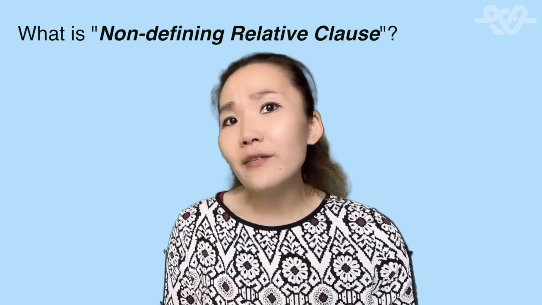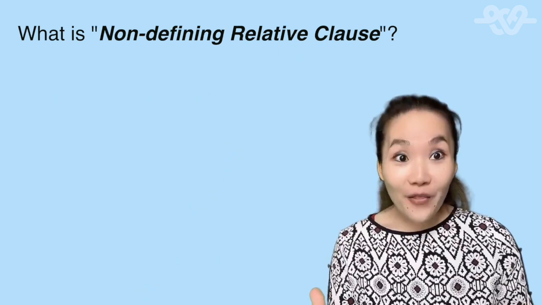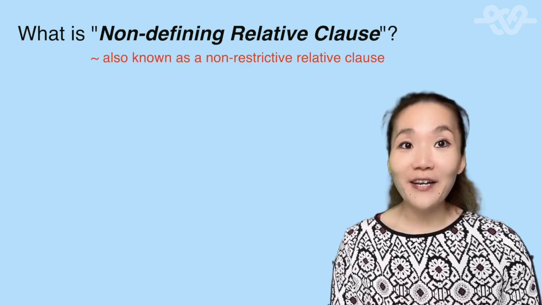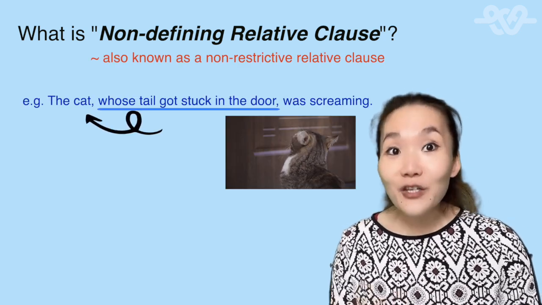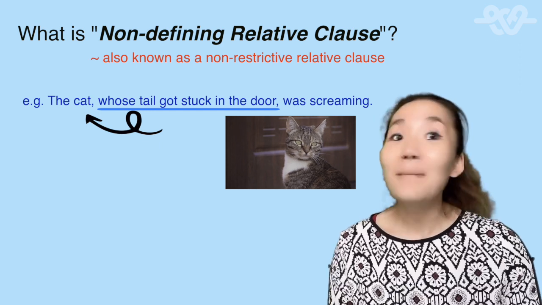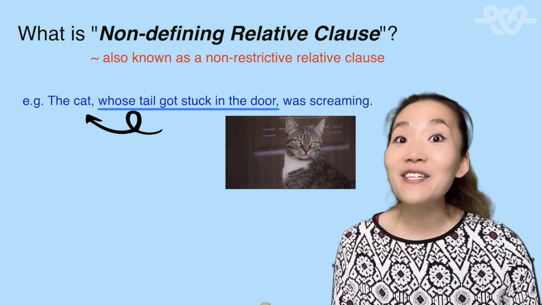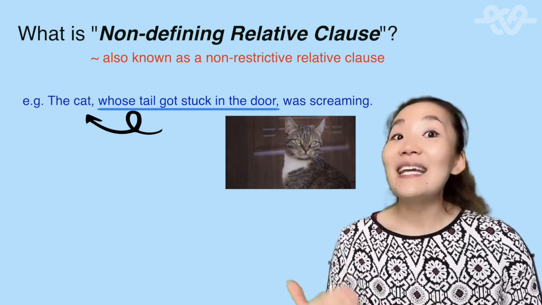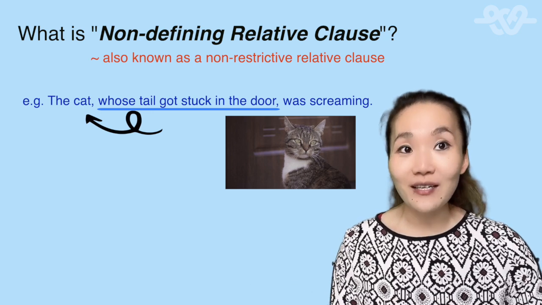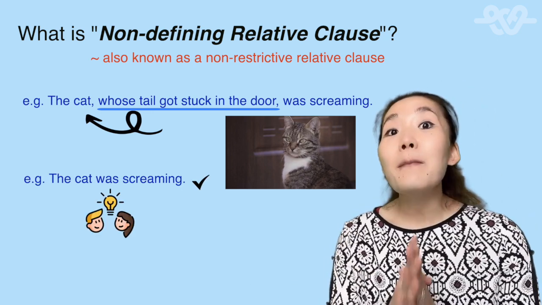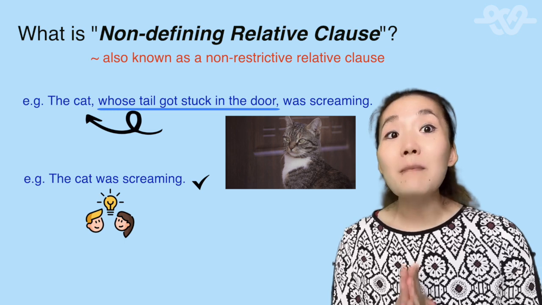What is non-defining relative clause? On the other hand, a non-defining relative clause gives additional information about a noun, but it is not necessary for identifying or understanding the noun. It adds extra details to the sentence, but even without it, the main meaning of the sentence remains intact.